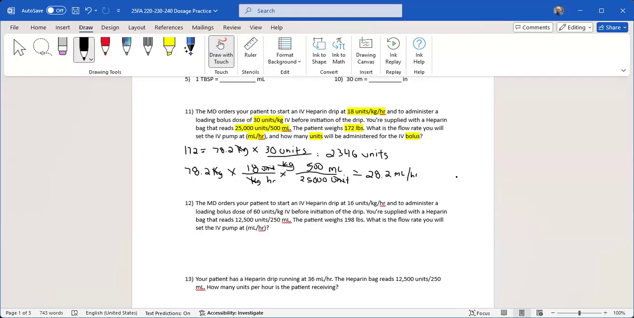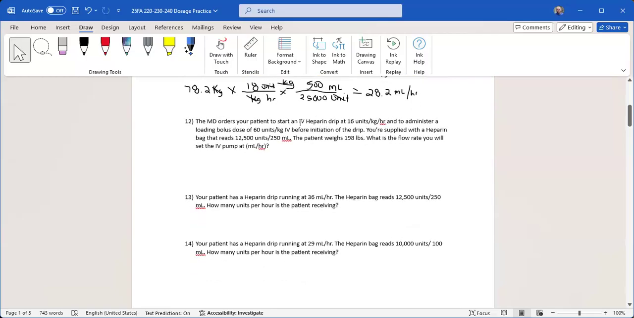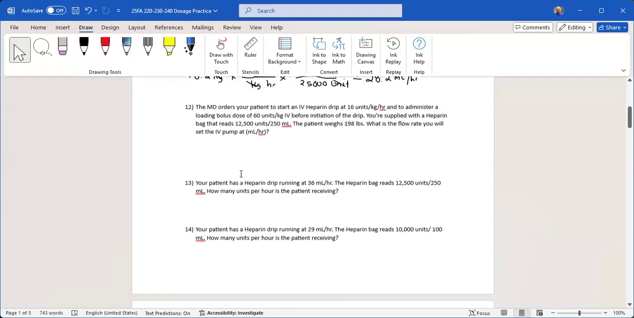Okay. So again, if you have a question, please raise your hand or drop it into the chat. A lot of these questions that I put together for you guys are just the same types of questions. It's just built a little bit differently. So instead of 18 units per kilogram per hour, it's 16 units per kilogram per hour for this one, 60 units per kilogram for IV. Then the patient's weight, and then what's the infusion pump set to. So it's the same type of question. You're just going to use different numbers.